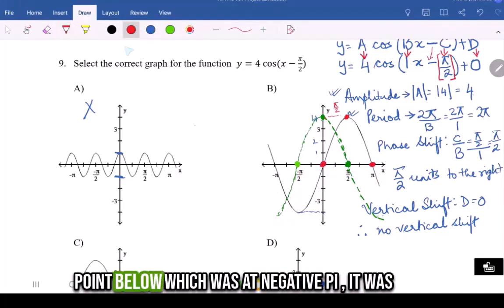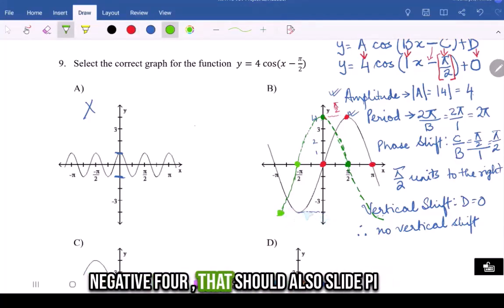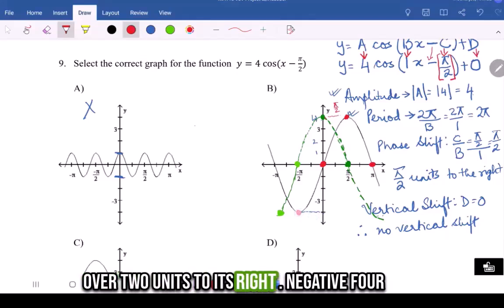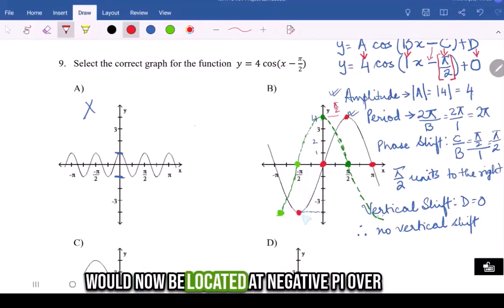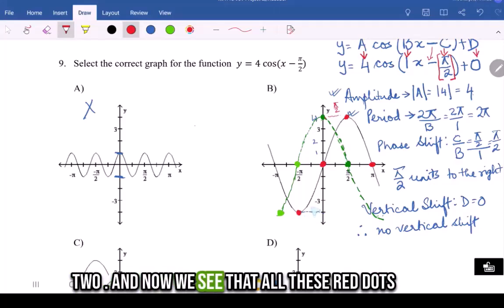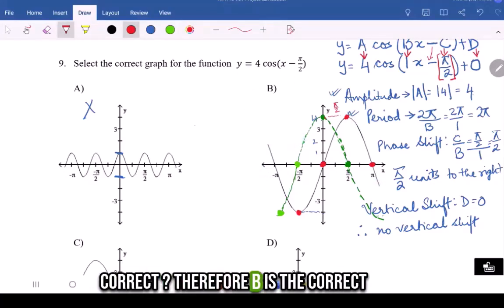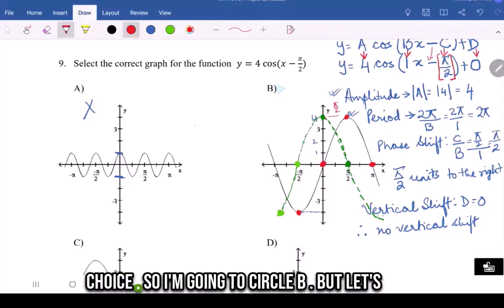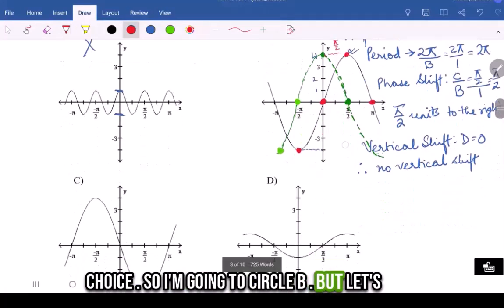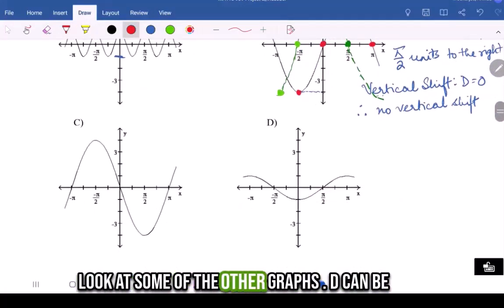And this point below, which was at negative pi, it was negative 4, should also slide pi over 2 units to its right. Negative 4 would now be located at negative pi over 2. And now we see that all these red dots are on the graph that was given to us in B, correct? Therefore, B is the correct choice. So I'm going to circle B, but let's look at some of the other graphs.